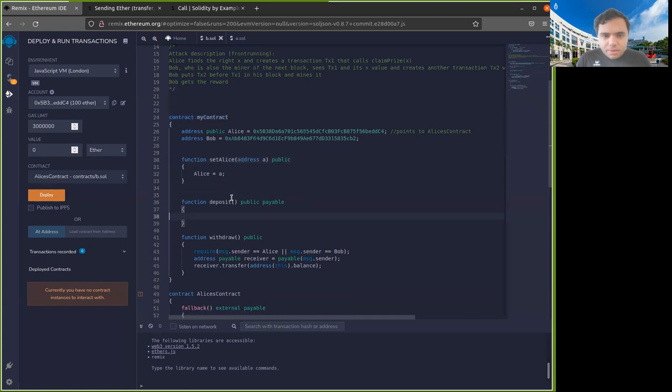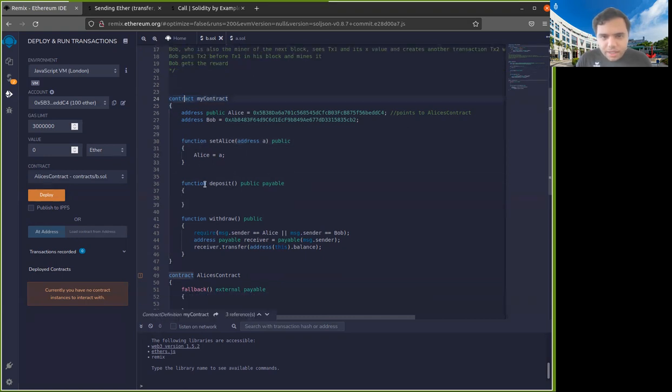So the way this works is like this. Suppose I have this contract. It has, as we see here, two addresses, Alice and Bob. It has a function called setAlice, which sets the address of Alice to whatever address we give it.